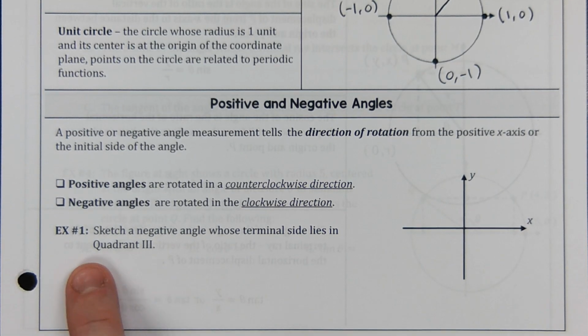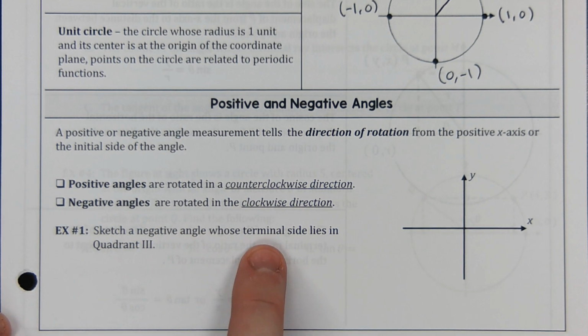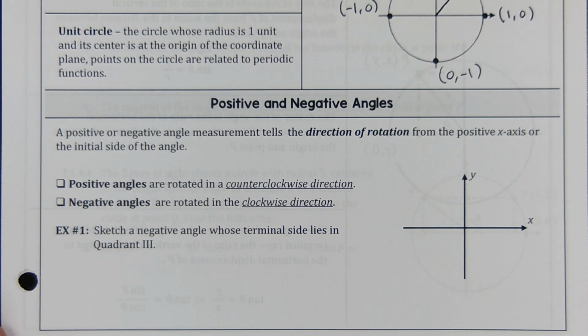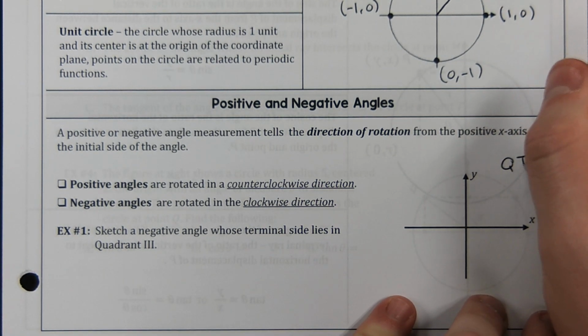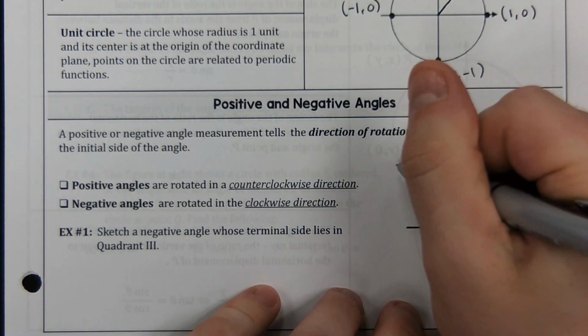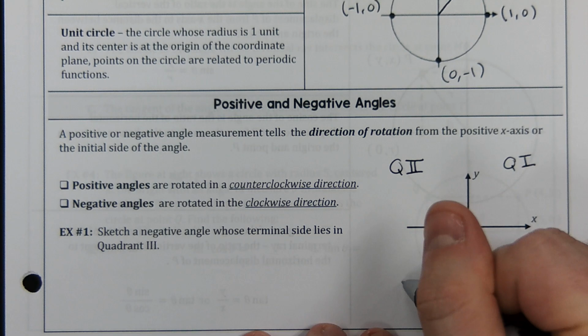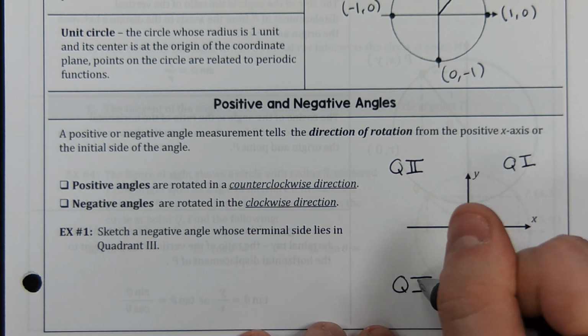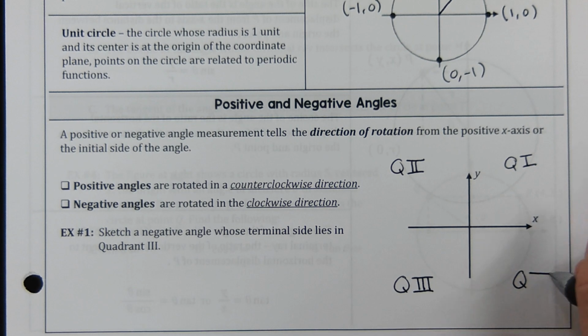This example says, sketch an angle. Notice I skipped over this word because I don't care. Sketch an angle whose terminal side is in quadrant 3. Maybe we should label our quadrants. This one is quadrant 1. This one is quadrant 2. Down here is quadrant 3. And lastly, bottom right is quadrant 4.